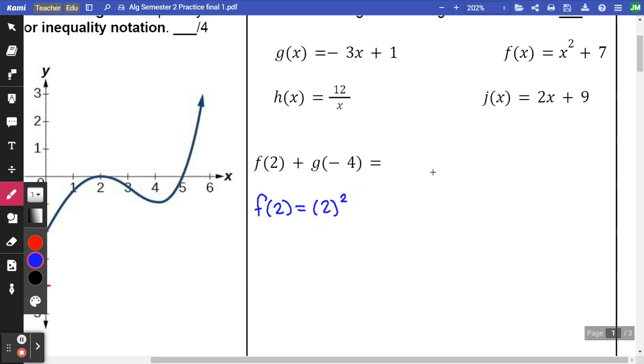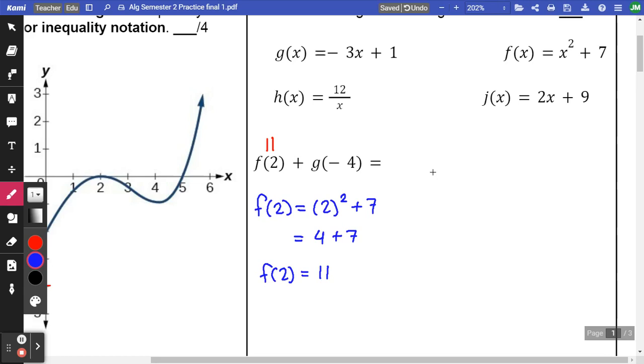And everywhere I see an x value, I'm going to plug in 2 with parentheses. So that gives me 2 to the power of 2 plus 7. And now 2 to the power of 2 is 2 squared, which becomes 4, plus 7. So f of 2 is the sum of 4 plus 7, which is equal to 11. So I know that f of 2 is equal to 11. That's this value here.